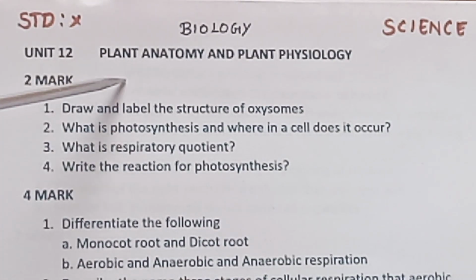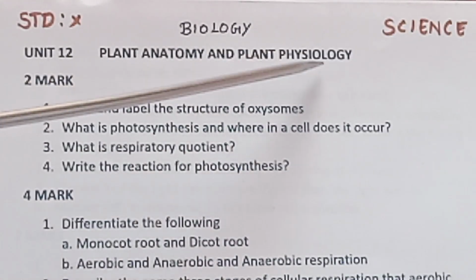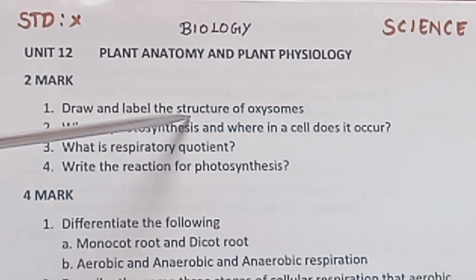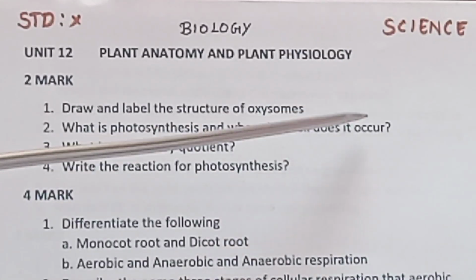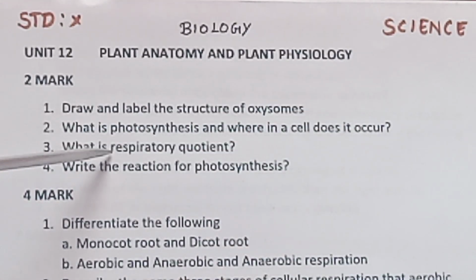Unit 12, plant anatomy and plant physiology. 2 mark: Draw and label the structure of oxysome. Second one, what is photosynthesis and where in a cell does it occur? Important question. What is respiratory quotient? 4 mark question, asked in May 2022.